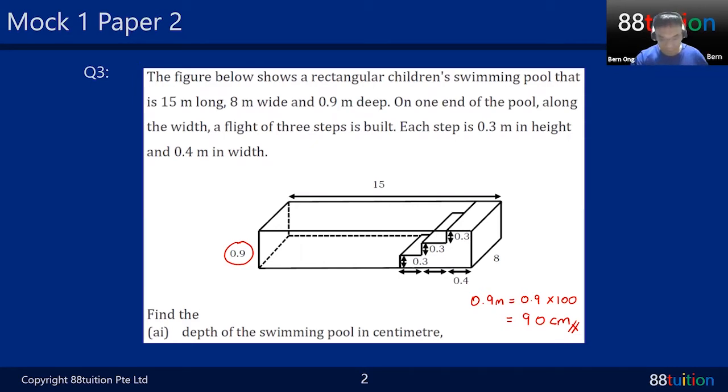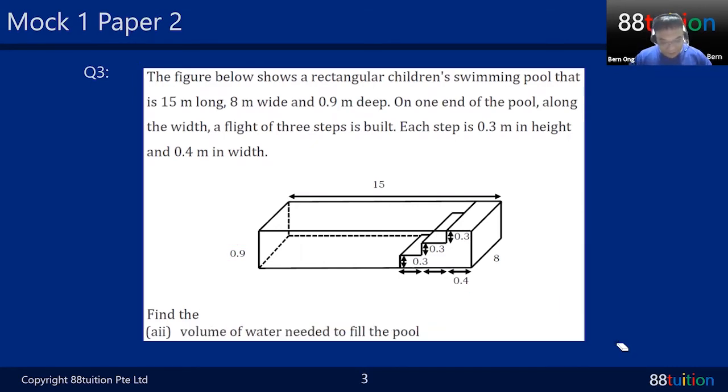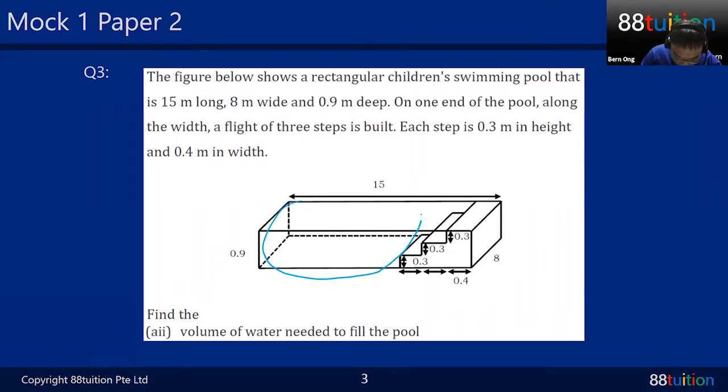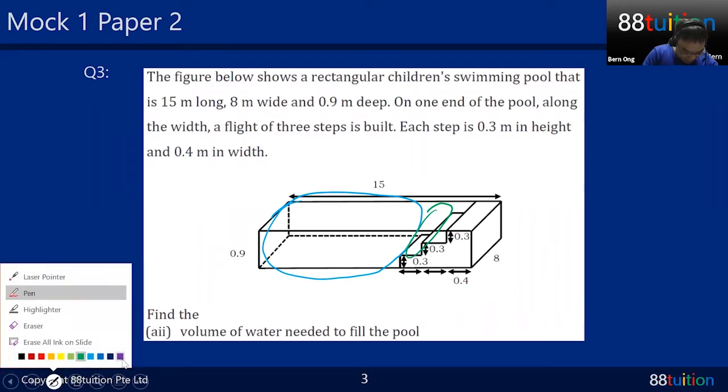What's next? Find the volume of water needed to fill the pool. You're supposed to find the volume of water that's needed to fill the pool. As you can see, this portion with the steps down here will be a little bit different. Usually I try to find the volume part by part. There is this one big main part down here up to here. I try my best to draw. And there is the first step, which is here to here, the green portion, and the second step down here, the purple portion. Is that okay?